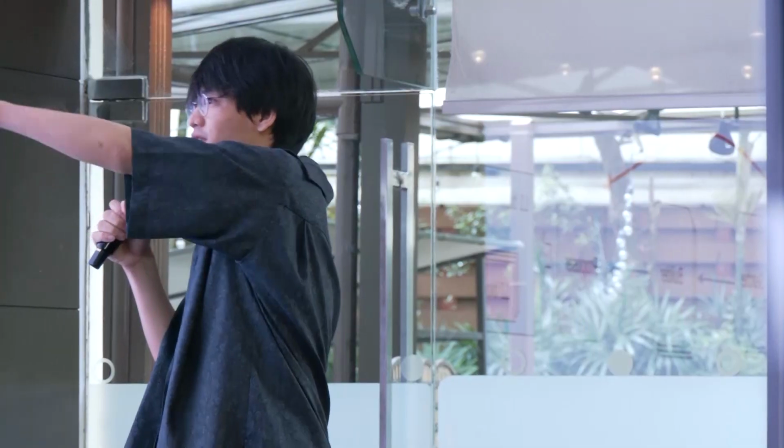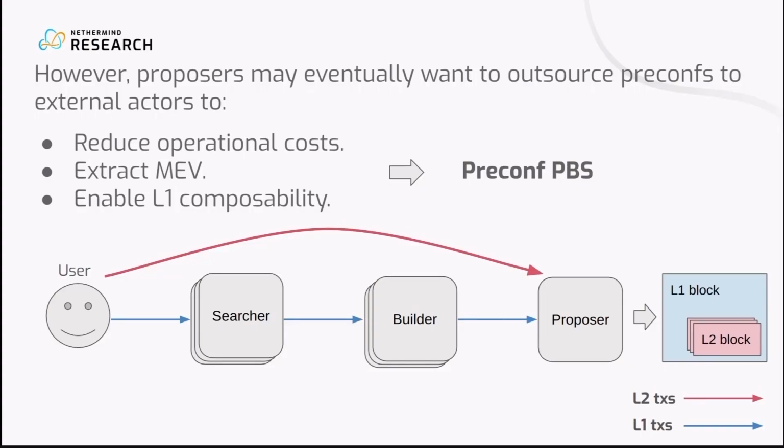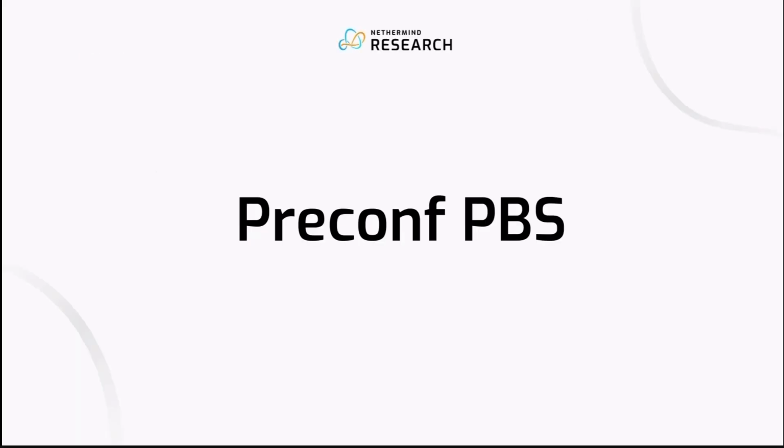One thing I did not touch on is that here, you see that these L2 transactions and the L1 transactions are not sharing the pipeline anymore, and it makes L1 composability much harder. So you might want to use PBS to re-enable that. So here they might want pre-confirmation PBS. They might want to delegate the pre-confirmation duty to an external actor.